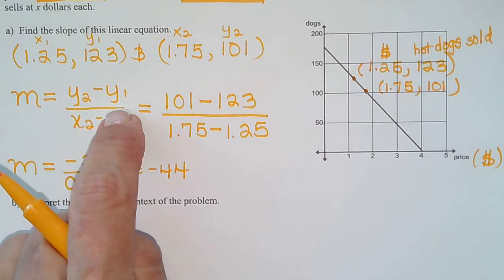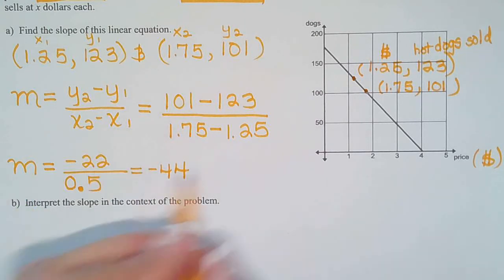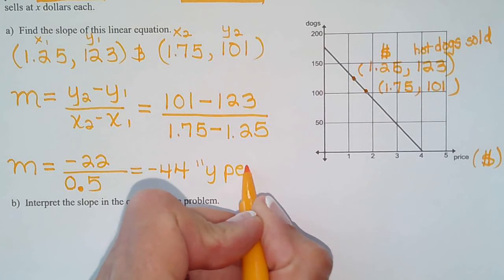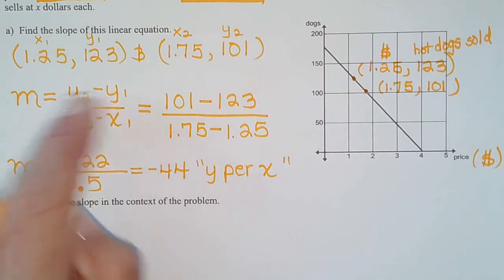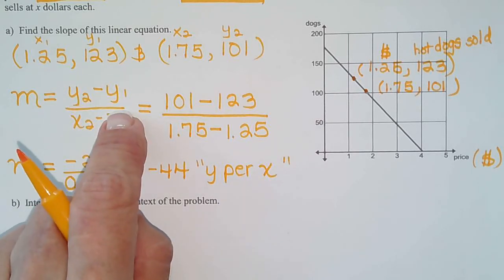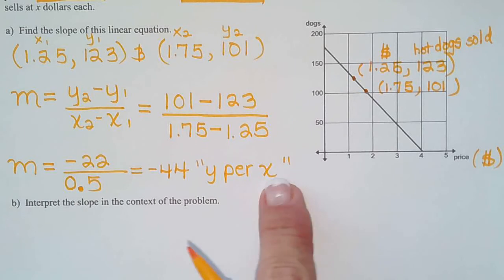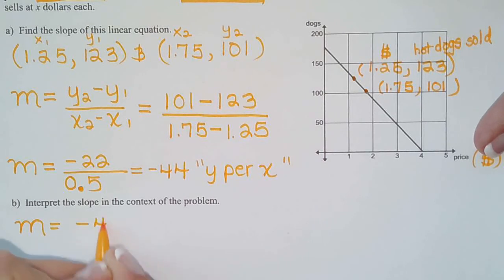Division is read as per x. So every time we see a slope and we're asked to explain it, we have to remember the formula. Y, the y's divided by, which is the word per, just like miles per hour means miles divided by hours. So y's per x is how we label it. So if we were labeling this one, it'd be negative 44.